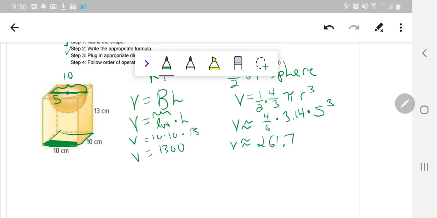All right, so what are we going to do with these two values? Well, since the hemisphere is a hole in the larger solid, then we're going to subtract it from that larger solid's volume. All right, wow. My pen's not writing all that well down here. Okay, 1038.3, and what type of units? It's going to be cubic units, centimeters cubed.